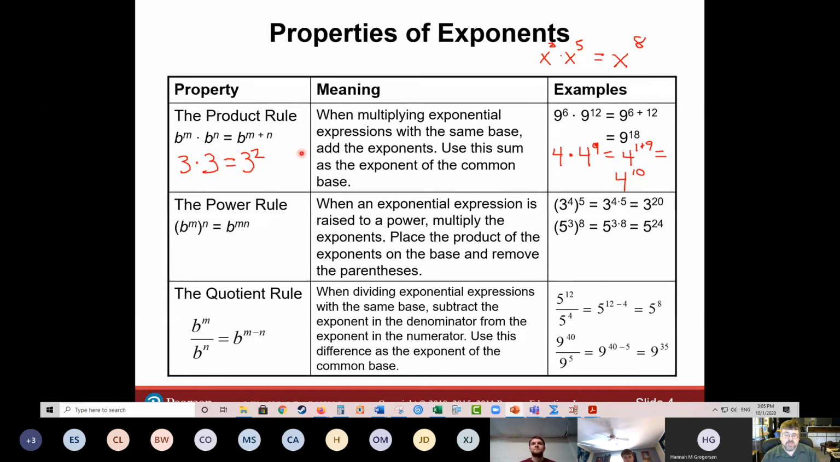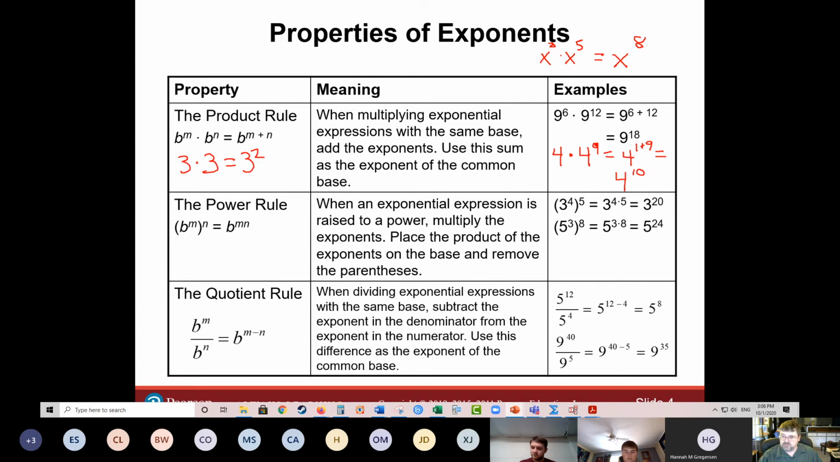And then there's the quotient rule. The quotient rule is related to the product rule. If you're dividing exponential expressions, and again, they have to have the same base, we subtract. We subtract the exponent in the denominator from the exponent in the numerator. So 5 to the 12th divided by 5 to the 4th is 5 to the 12 minus 4, that's 5 to the 8th. 9 to the 40th divided by 9 to the 5th is 9 to the 40 minus 5, that's 9 to the 35th.